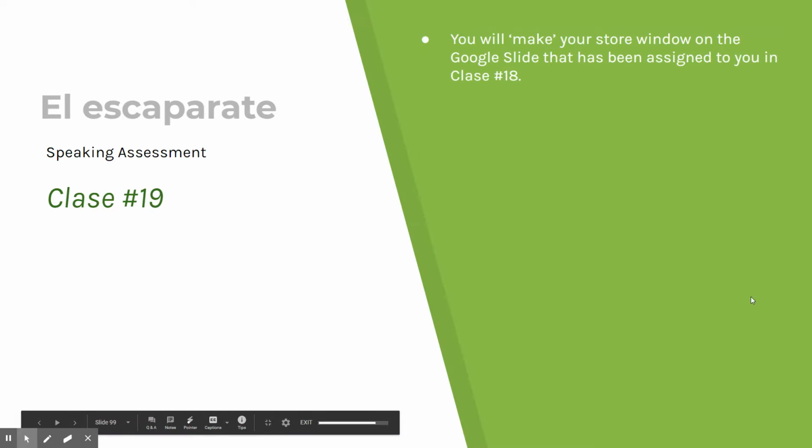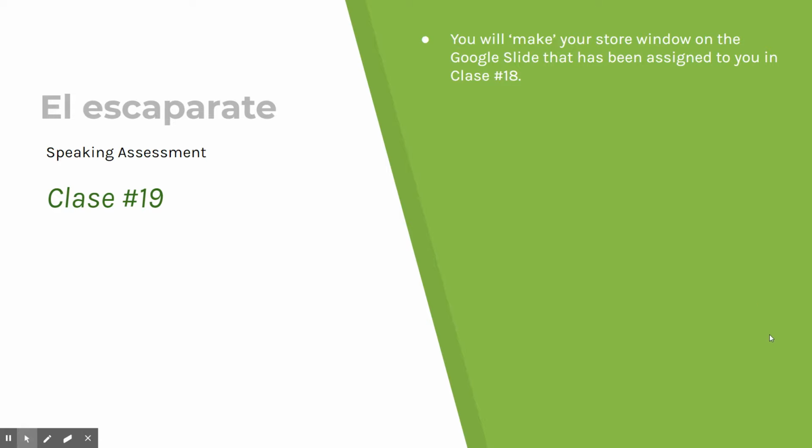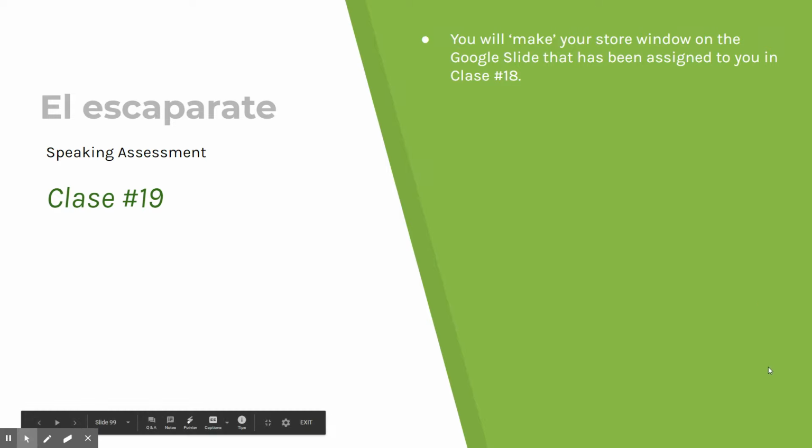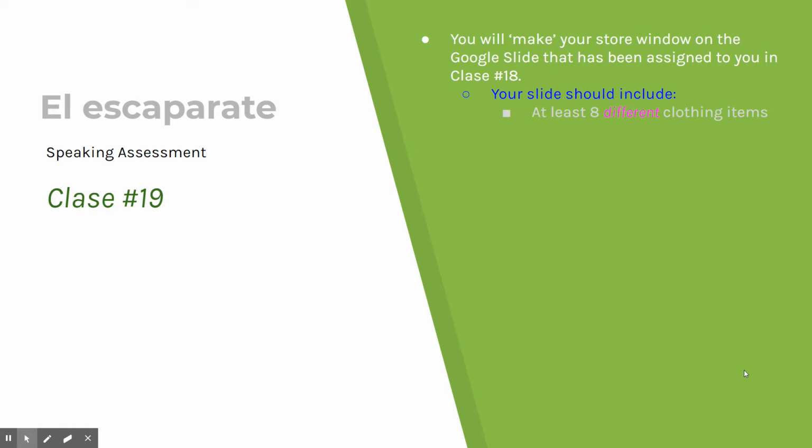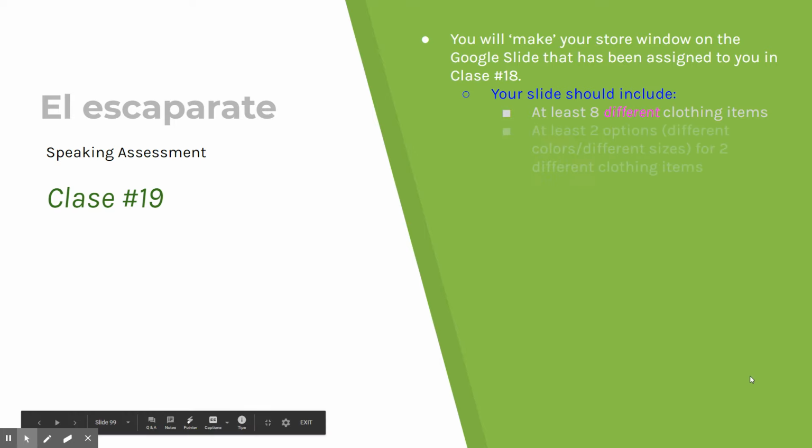So today you will be completing a variety of different tasks, one of which is a speaking assessment. You have already made a store window Google slide that I assigned to you. So be sure that you go back through and look at your Google slide and that it includes at least 8 different clothing items. So at least 8 of the different vocabulary words from our lista de vocabulario.